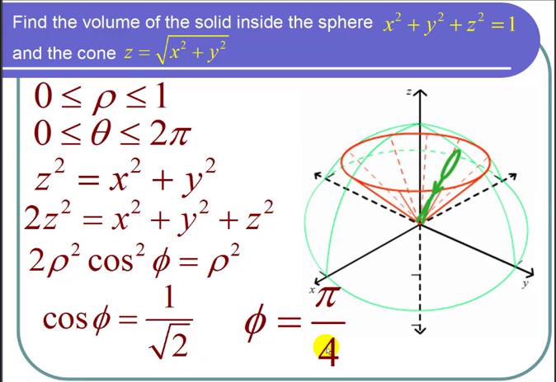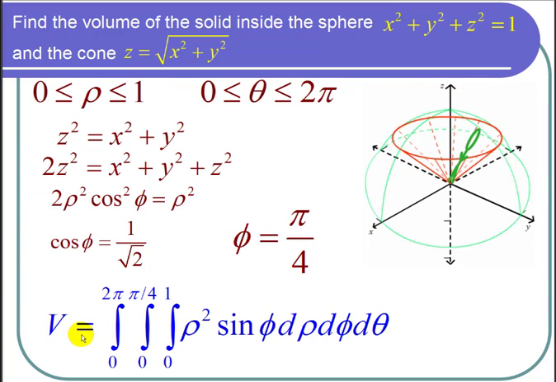So now I'm ready to set up the triple integral in spherical coordinates. I have that the volume is the triple integral. Theta goes from 0 to 2 pi. Phi goes from 0 to pi over 4. And rho goes from 0 to 1. Now, since we have spherical coordinates, we have to multiply through by a rho squared sine of phi. And since we're looking at the volume, we just have a d rho, d phi, d theta.